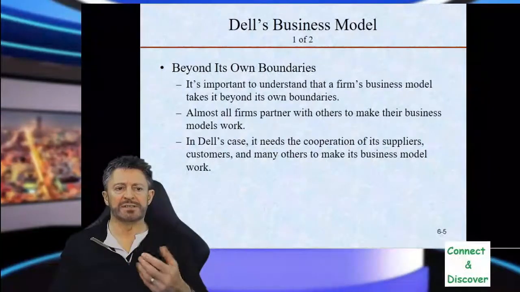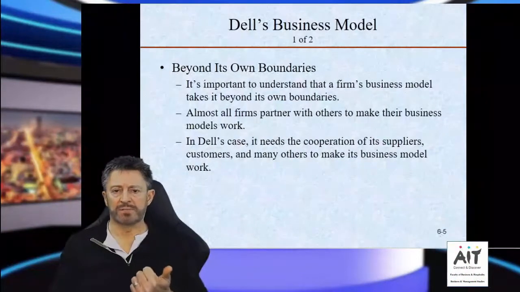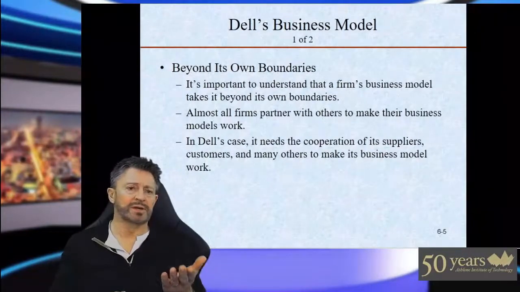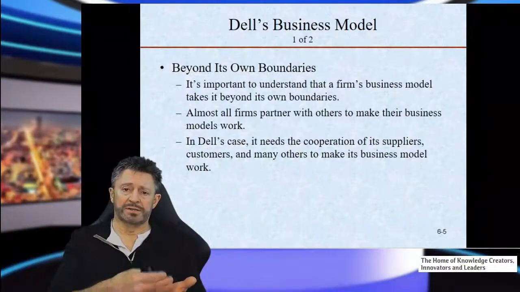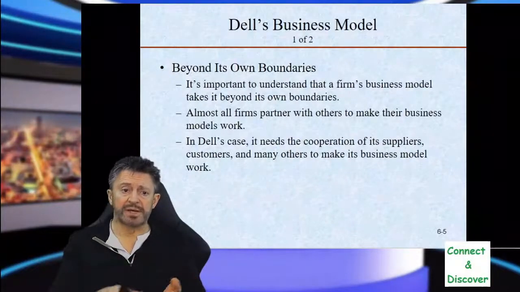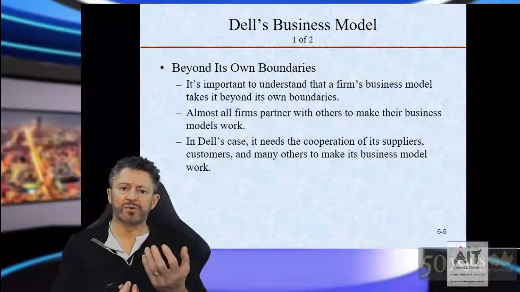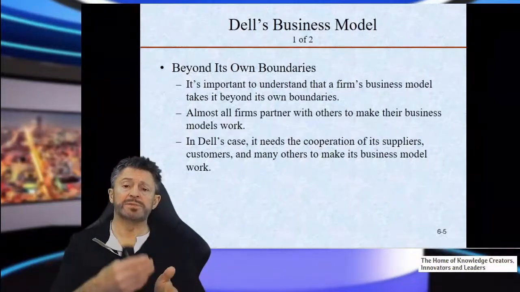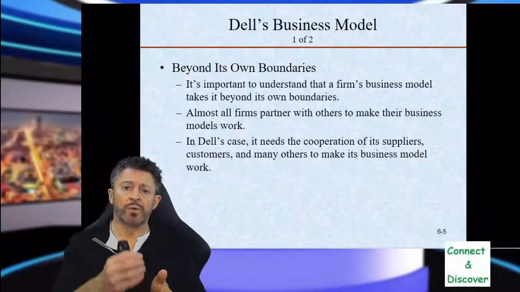So in Dell's case, it needs the cooperation of its suppliers, customers, and many others to make its business model work. Okay, so in the case of Dell, if they say you're going to get your computer delivered within 10 working days, that's done on the basis of how well they've structured their supplier relationships, the agreements that they have in place, the contracts that they've signed, and of course the ability of their suppliers to be able to deliver the quantities to Dell of various components when they need them.